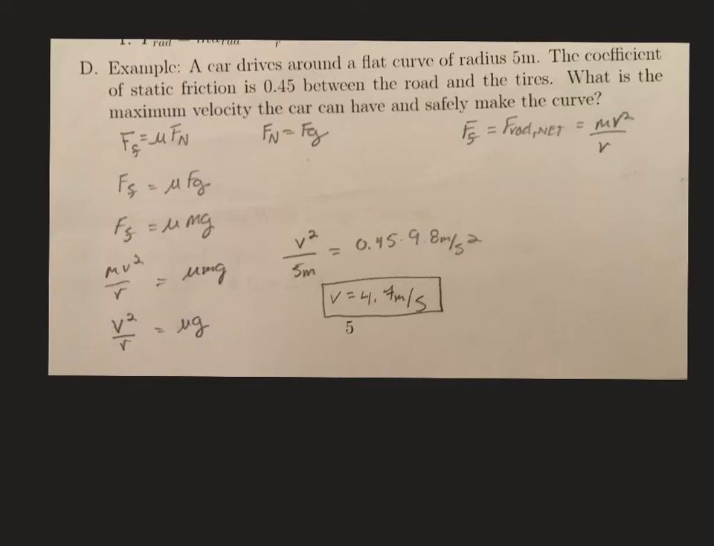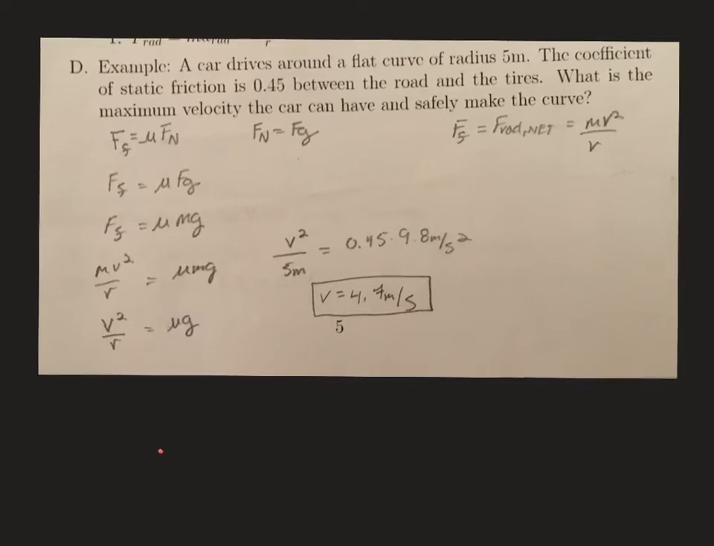In this example problem, we have a car that drives around on a flat curve of radius 5 meters. So what we're dealing with is a curved path. And then we have a 5-meter radius. And the coefficient of static friction is 0.45 between the road and the tires.